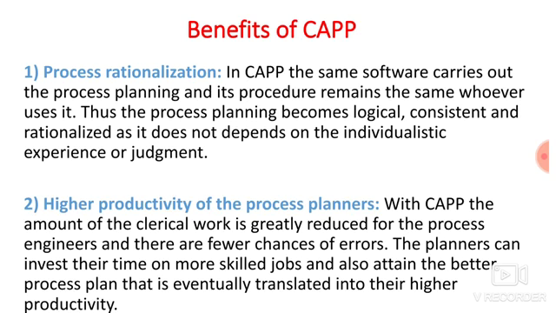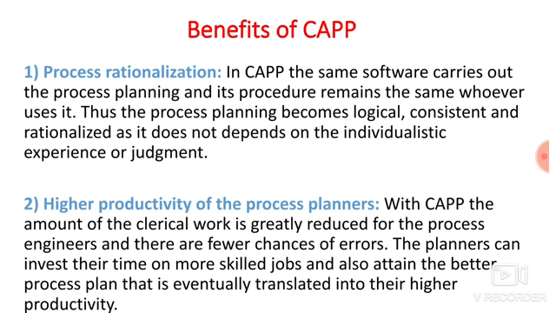Now we will discuss the benefits of computer aided process planning. The very first benefit of CAPP is process rationalization. As you are using a computer, there will be a standard process plan for a particular part. In manual process planning, it depends on experience and judgment, whereas in computer aided process planning, you will get a standard and efficient process plan. That is the first benefit, process rationalization.